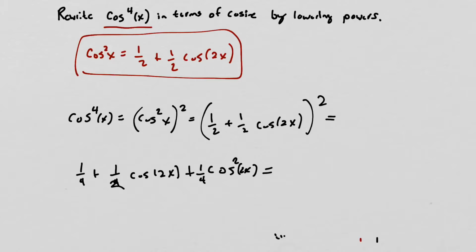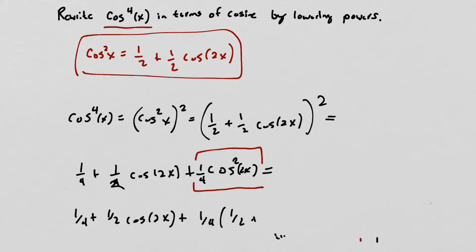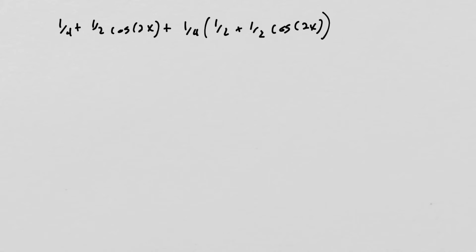So now that we're here, we're going to apply our reduction of powers again to this term here. And we'll get that this is 1/4 plus 1/2 cosine of 2x plus a 1/4 times a 1/2 plus 1/2 cosine of 2x. Now that we have this formula at the bottom, we're going to go ahead and simplify it. So let's rewrite it real fast.